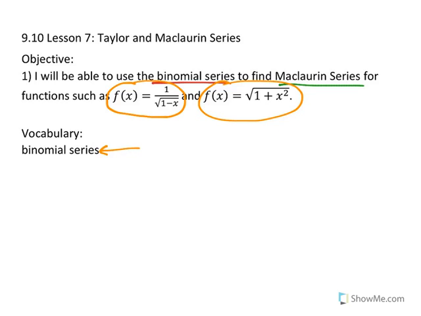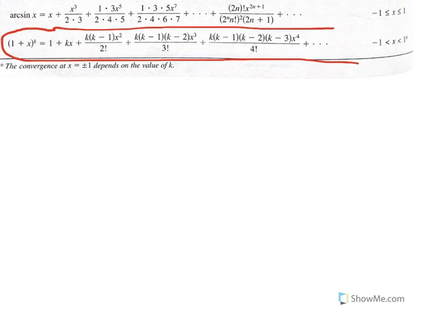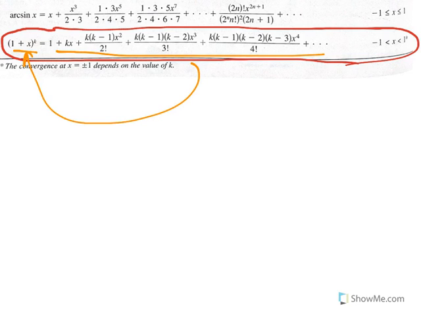Vocabulary, binomial series. So in yesterday's lesson, using the definition of Taylor series, we formed this Taylor series centered at 0 from the function 1 plus x to the k, and it can be shown that this Taylor series will in fact converge to the function from which it was formed on its interval of convergence. The convergence at 1 or negative 1 depends on the value of k. So that's what we did yesterday. And this is called the binomial series.